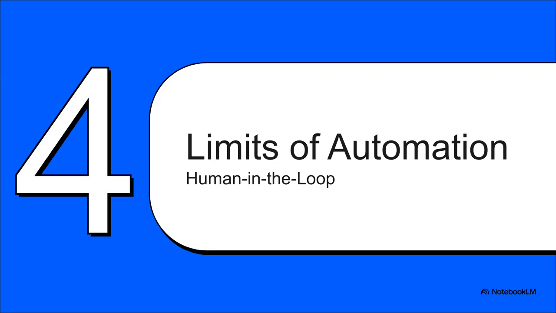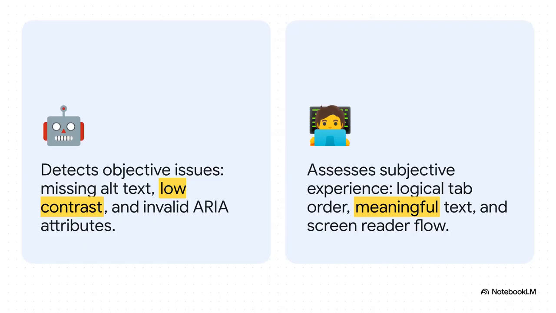So, these tools are getting incredibly smart, and they are making our lives so much easier. But, and this is a really big but, we have to remember that they are just assistants. They cannot replace human empathy and judgment. Automated tools are amazing at finding black and white issues. Does this image have an alt attribute? Yes or no? But a tool can't tell you if that alt text is actually useful or just gibberish. It can't tell you if the order you tab through a form makes any logical sense. And it definitely can't tell you what it feels like to navigate your site with a screen reader. For that, you absolutely need a human being.